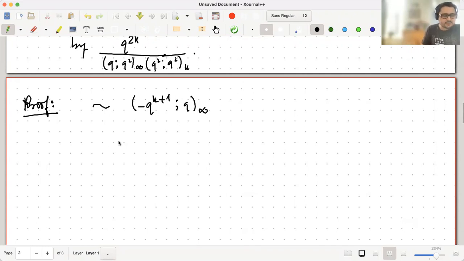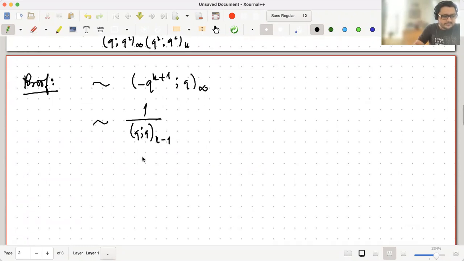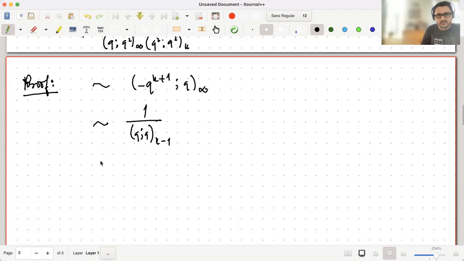And parts smaller than k have no restriction. So it can be bigger, it can be smaller. Oh, sorry, it can be repeated, it may not be repeated. So those parts are generated by 1 over (q; q)_(k-1). Okay. And the part k is repeated, so this part has to appear at least twice, right? So it has to appear at least twice. And that part is generated by this quantity.